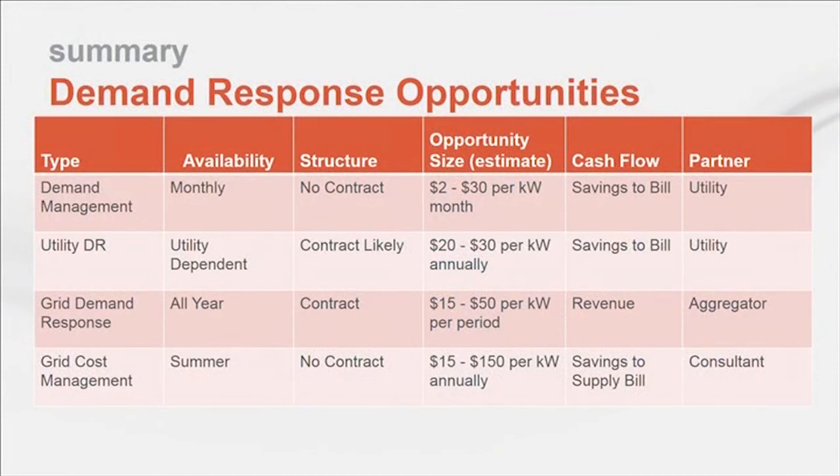Let's pull this all together. Demand response is available to all buildings, but will look different depending on where you are. This slide charts the opportunities and the potential upside. End users must consider availability, structure, opportunity size, cash flow, and partner. The most dynamic buildings can establish the lowest operating cost, which can include direct revenue by stacking these opportunities. Next up, Matt is going to talk through how systems use technology to increase automation and where the future may be headed.